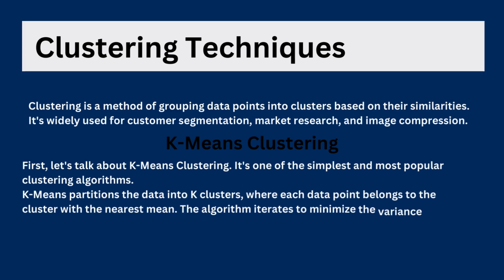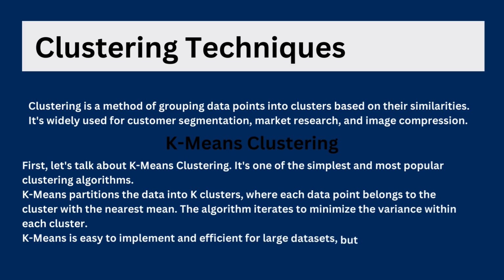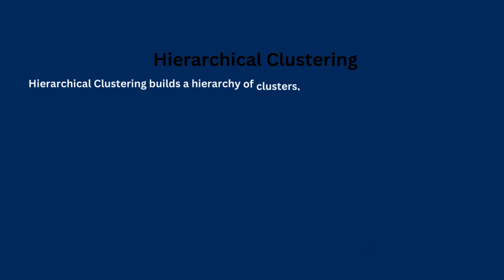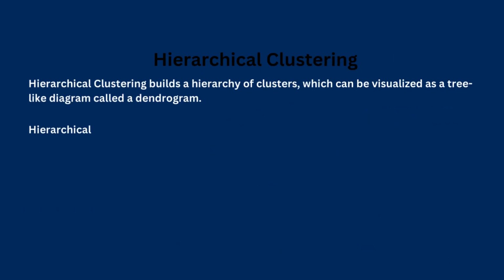K-means clustering. First, let's talk about k-means clustering. It's one of the simplest and most popular clustering algorithms. K-means partitions the data into k clusters, where each data point belongs to the cluster with the nearest mean. The algorithm iterates to minimize the variance within each cluster. K-means is easy to implement and efficient for large data sets, but it's important to choose the right number of clusters. Next, let's move on to hierarchical clustering.